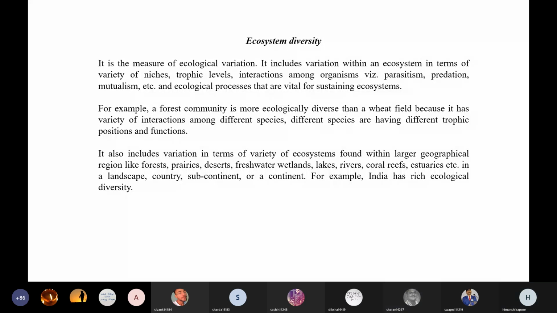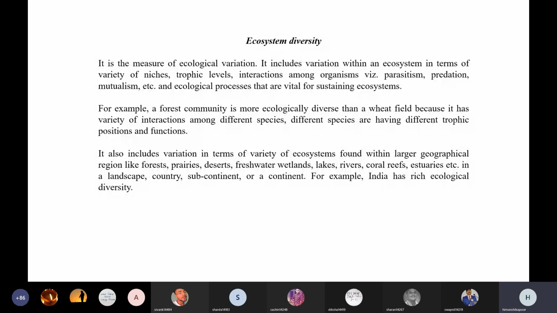Yes, ma'am. You understand all these three? Genetic diversity, species diversity, and ecosystem diversity. If anyone has any doubt, please ask. Okay.